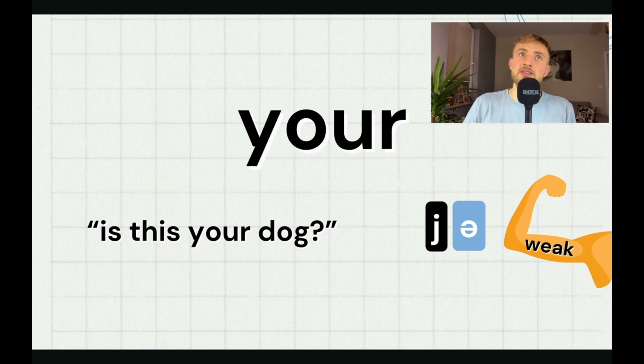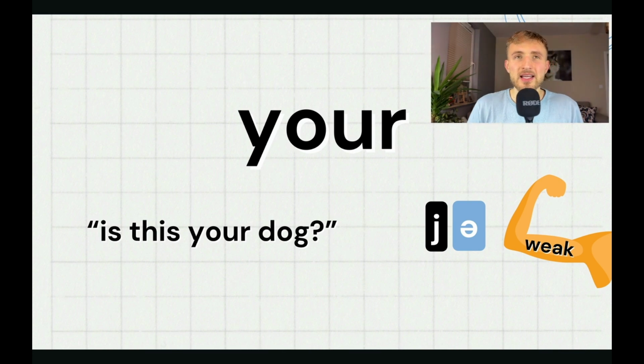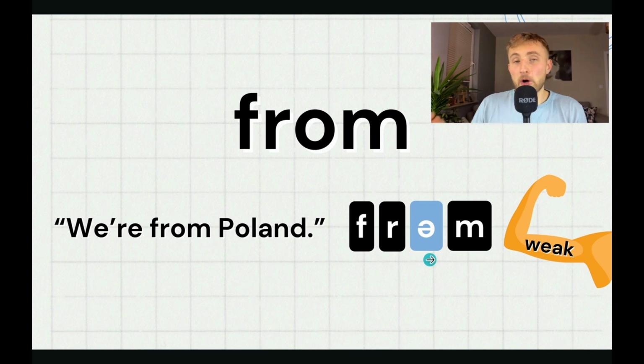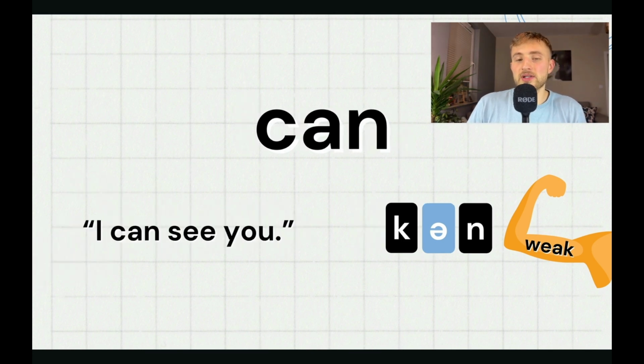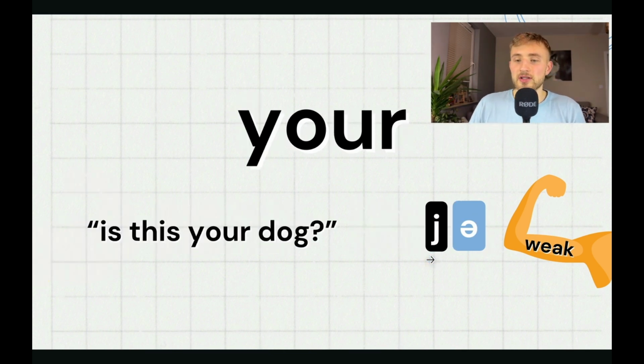And a tip here is always when it's a weak form, try to connect it to the next word as if it's one word. So you don't want to pause between. You don't want to say, "Is this your... dog?" Then it doesn't sound good. You're killing the point. You want to say "your dog." You want to say "from Poland." You want to say, "I can see you from Poland." Is this your dog?